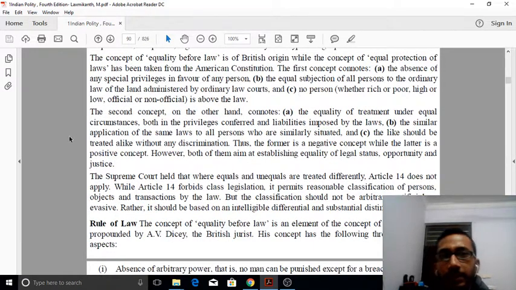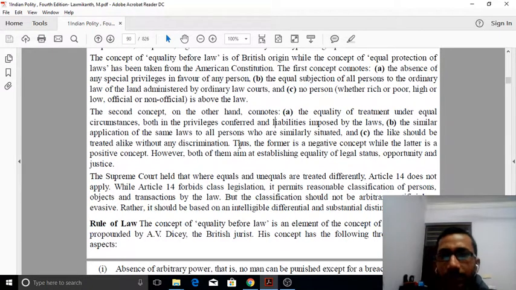Next is the second concept, on the other hand, the equality of treatment under equal circumstances, both in the privileges conferred and the liabilities imposed by law. The similar application of the same laws to all persons who are similarly situated, and third, the like should be treated alike without any discrimination.